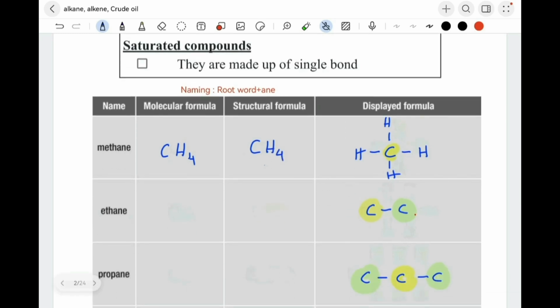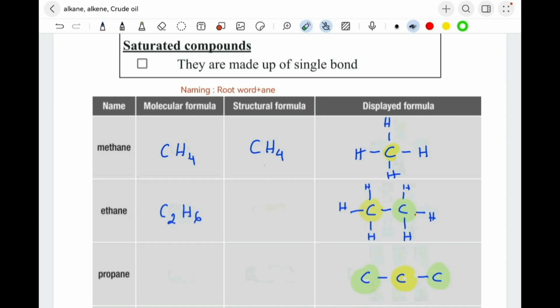And for ethane, this green one has already 1 bond here, so we need 3 more. 1, 2, 3. And the yellow one already has 1, so we need 3 more. 1, 2, 3. And these must be filled with hydrogen. When you are writing the molecular formula, just count the number of carbon and hydrogen atoms and write. We have 2 carbons and 6 hydrogens, so C2H6.